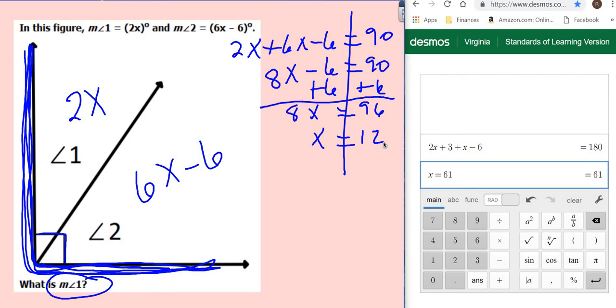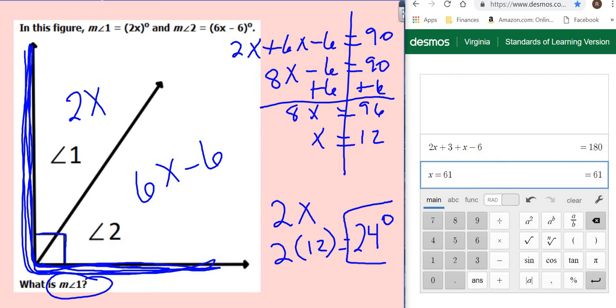Now, that's my x value, but I want to know what the measure of angle 1 is. So I'm going to have to plug in that 12 for my x, and I get 24 degrees as my answer. I'm going to go over here to my calculator and make sure that if you don't know how to solve that, you can solve it using your calculator.